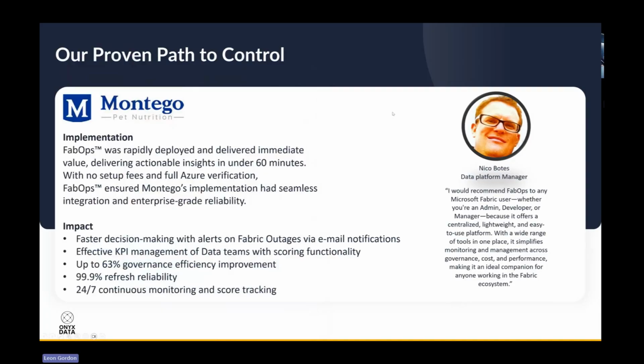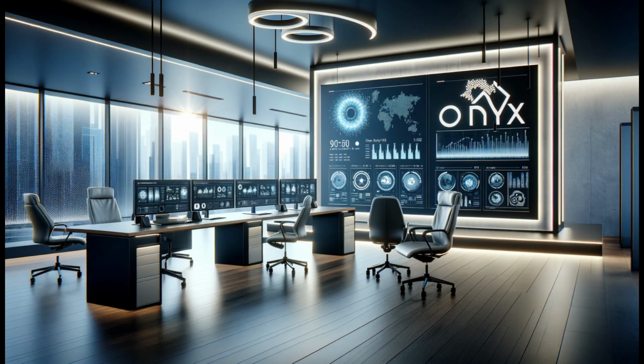Now, again, we've been very fortunate in being able to roll out FabOps across the globe. Some key takeaways from Montego Pet Nutrition, who are based out in South Africa. They were able to get up to a 63% governance efficiency improvement with utilizing FabOps. They went for a 99.9% refresh reliability score at the end of their process of using FabOps, and they now have 24/7 continuous monitoring and score tracking in place. And you can see what Nico said there on the right-hand side. No more late night phone calls asking where the reports are, for example, as FabOps took care of all of that.